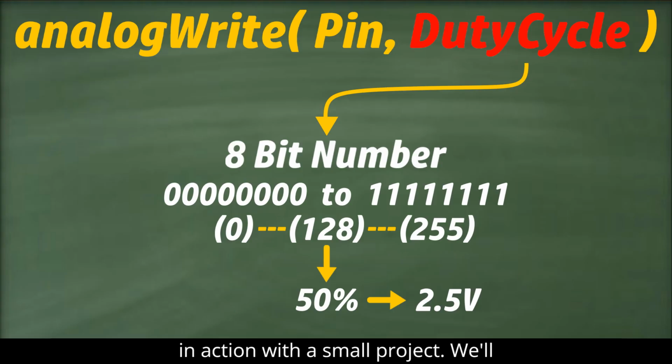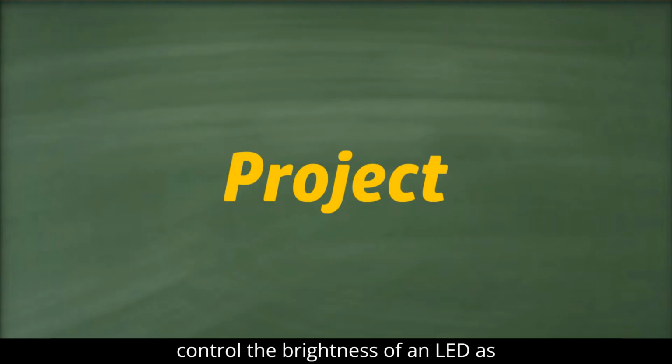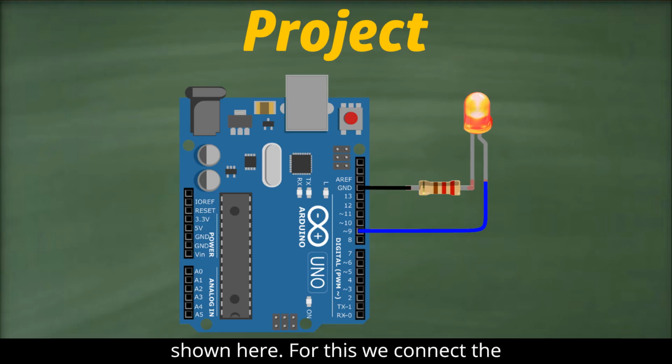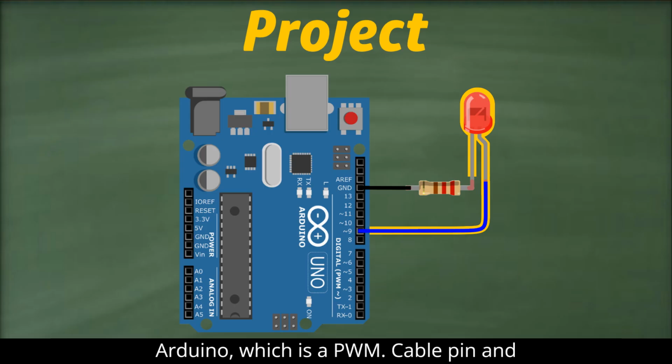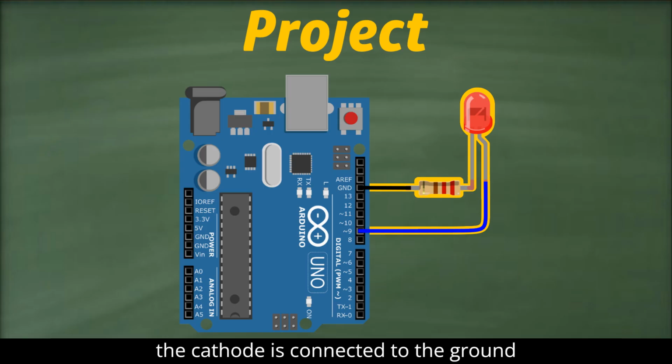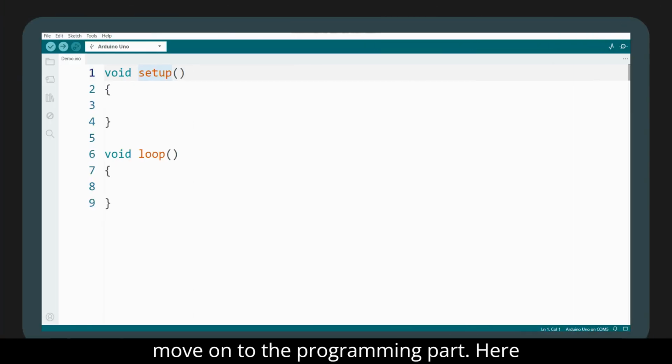Let's see this function in action with a small project. We'll control the brightness of an LED as shown here. For this, we connect the LED's anode to pin 9 of the Arduino, which is a PWM-capable pin, and the cathode is connected to the ground pin through a 220 ohm resistor. Now let's move on to the programming part.